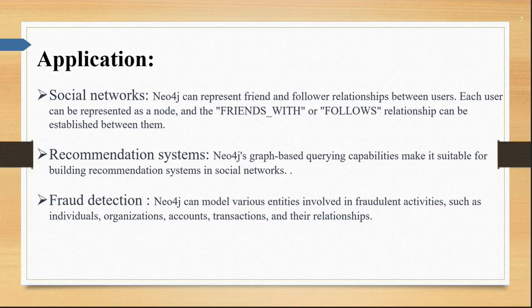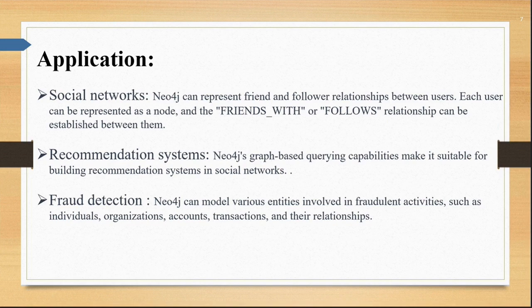The first one is social networks. Neo4j can represent friend and follower relationships between users. Each user can be represented as a node, and friend-with or follows relationships can be established between them. This allows for efficient retrieval of a user's friends, followers, or mutual connections.